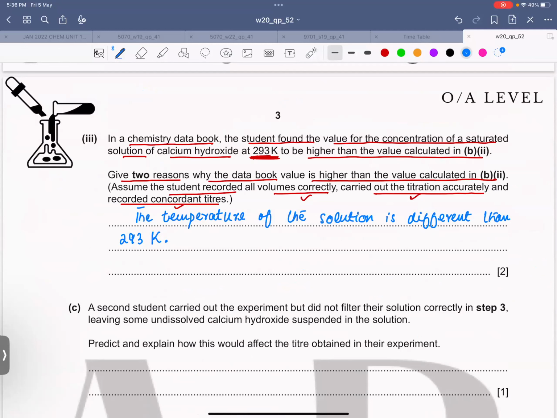And we can say that 24 hours are not enough to prepare a saturated solution. Are these points clear to everyone? Yes, sir.